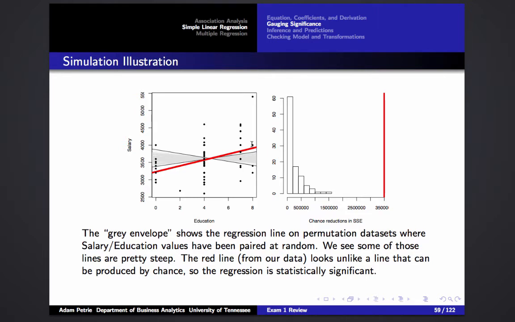And so what we notice is that the line that we actually measure from our data looks significantly different. It's steeper, and so it is somehow different than what would happen by chance, and so we would say that this regression is statistically significant.